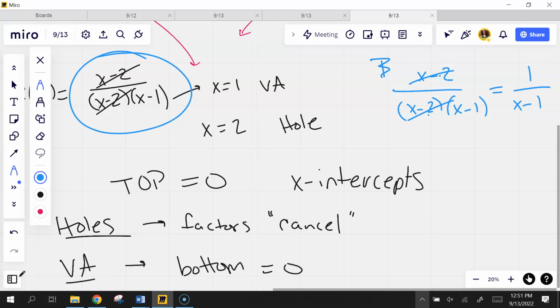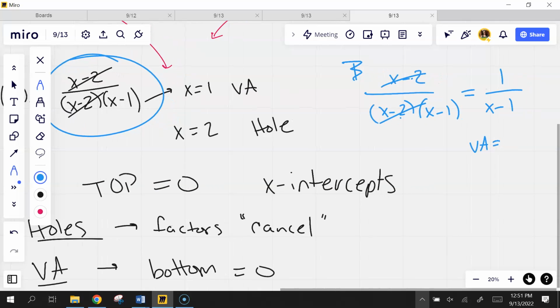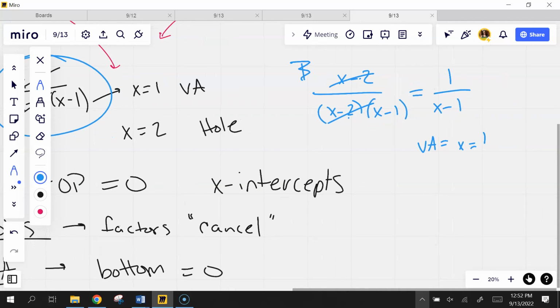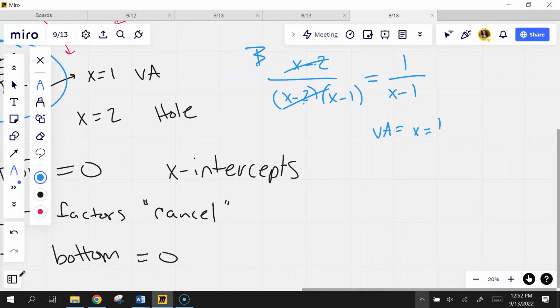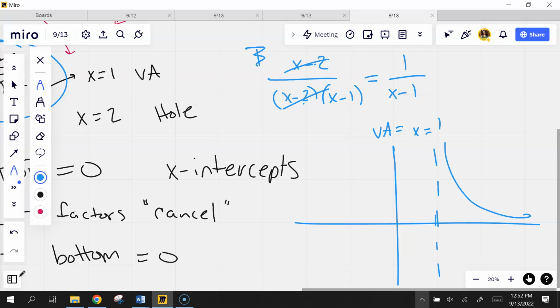Why wouldn't there be what? There's not a hole at 1, there's a vertical asymptote at 1. Different than a hole though, because a vertical asymptote is not removable. A hole is removable. You can't algebraically remove it from the equation. Look. Whenever you graph this, it would look like this. There would be a vertical asymptote at 1, and then it would do this.